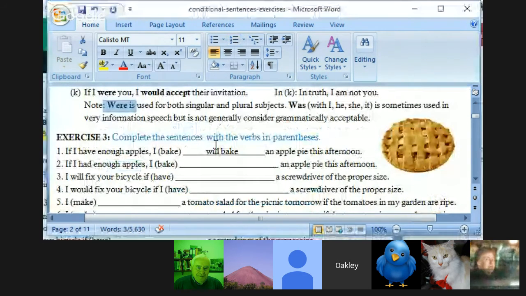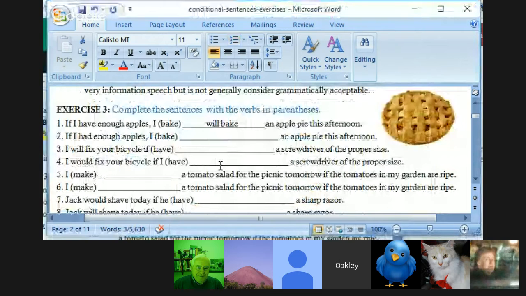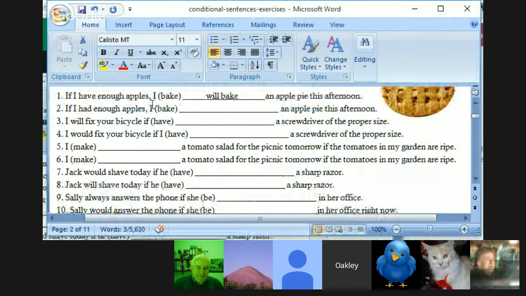Okay. Let's juice it up a little. Let's add a little spice and kind of change some of these sentences around. So you're going to have to pay attention. Are we using the first or the second conditional here? As in the first example, you'll use the verb in parentheses. You need to have the correct phrasing.